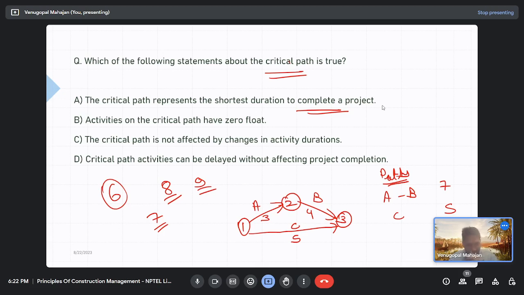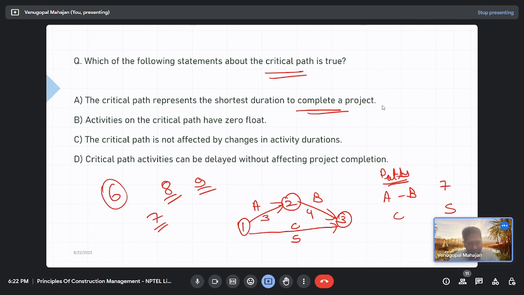Below 7, if it is 6 or 5, you cannot complete the project, right? So, does it make sense? 7 represents the shortest duration to complete the project. Okay, still there is some confusion, right? It's a minimum number of days that will be required. So, minimum means shortest, right?